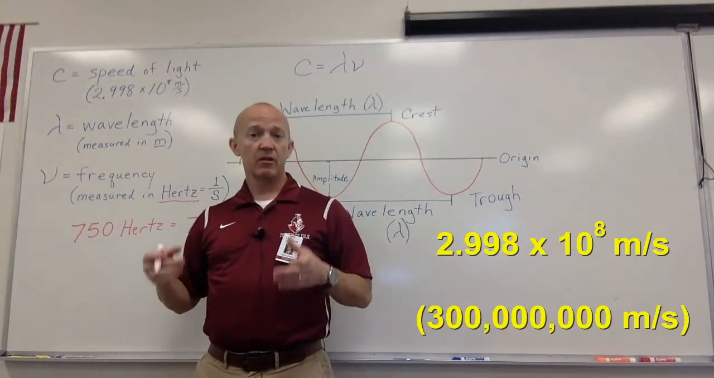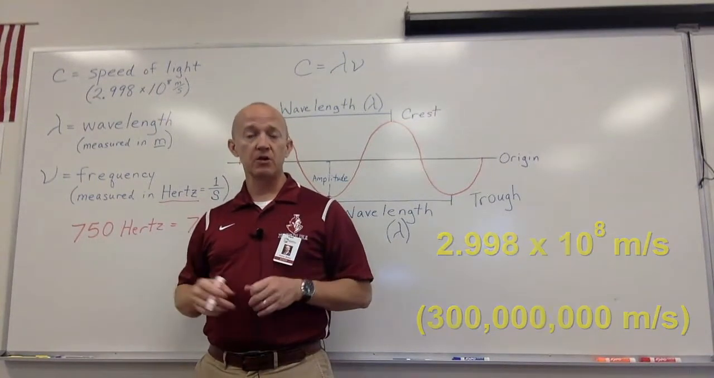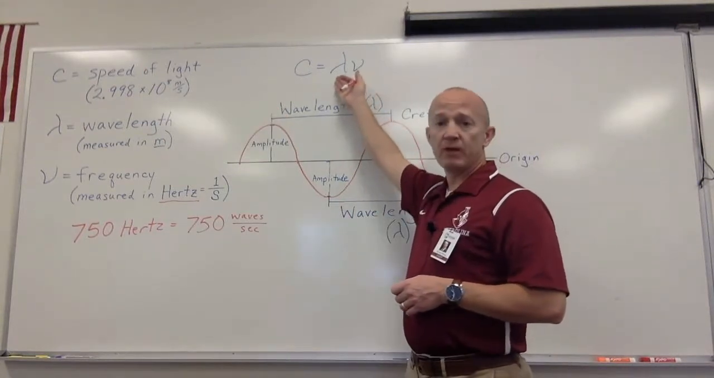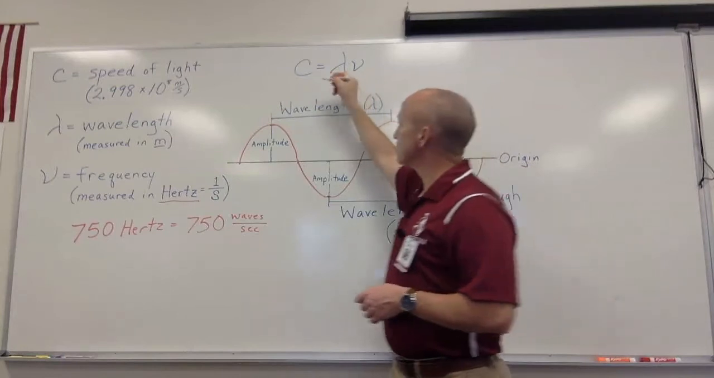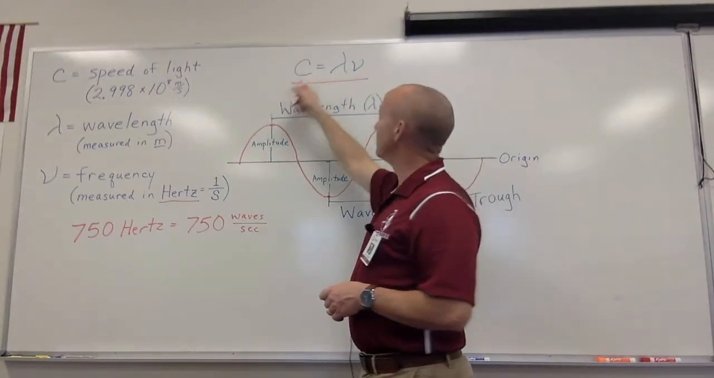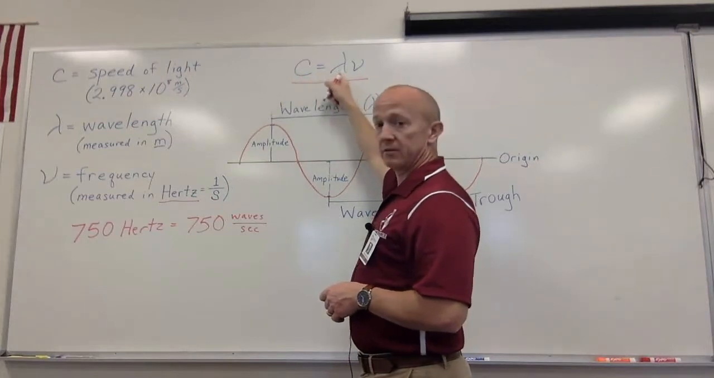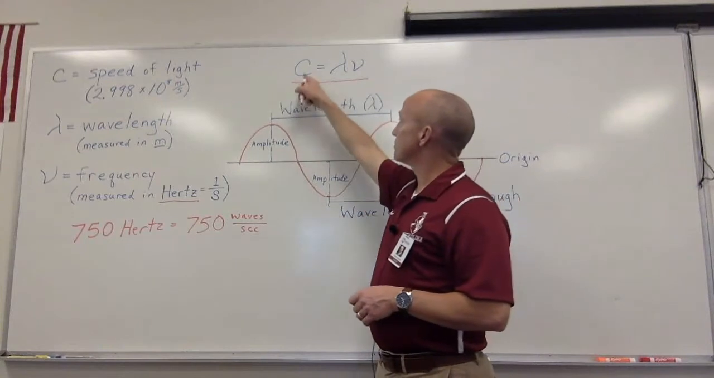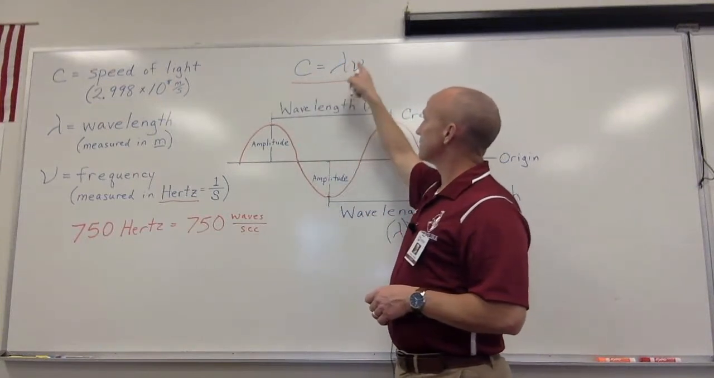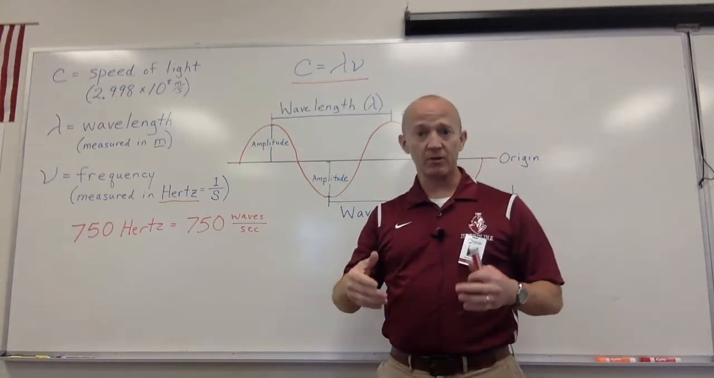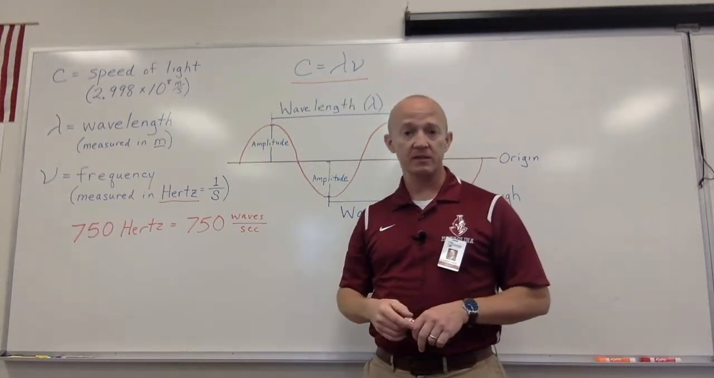That's roughly 300 million meters per second. We can actually represent the relationship between wavelength and frequency using this equation. The speed of light, c, equals wavelength, lambda, times frequency, nu. Speed of light equals wavelength times frequency. And remember, the speed of light is always around 3 times 10 to the 8th meters per second.